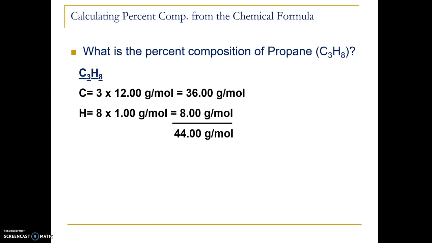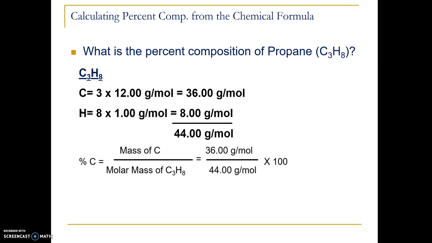So now to calculate the percents, we're going to do it just like we did in the earlier examples. So to find the percent of carbon, I'm going to take the mass of just the carbon divided by the total mass of that compound, the C3H8. So the mass of just my carbon was 36. The total mass of the compound was 44. Again, multiplying by 100 to get the percent gives me 81.8% for carbon.